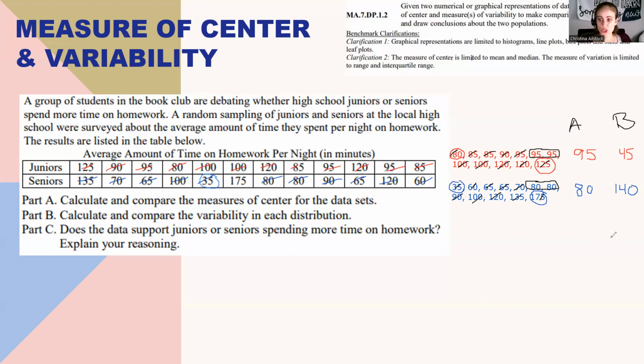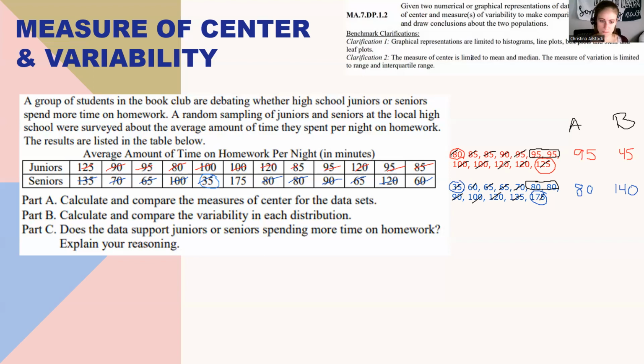Does the data support juniors or seniors spending more time on their homework? Explain your reasoning. So we have not only the data points to look at, we can look at the measures of center, we can look at that variability to help you make your decision and support that for part C. Well, when I look at this, I notice that the two data sets are pretty different. With the juniors, it's a pretty even spread. A lot of them are spending about 95 minutes, and the variability between the high and the low is only 45 minutes. So that's not a very big gap. That means our data is pretty well centered.